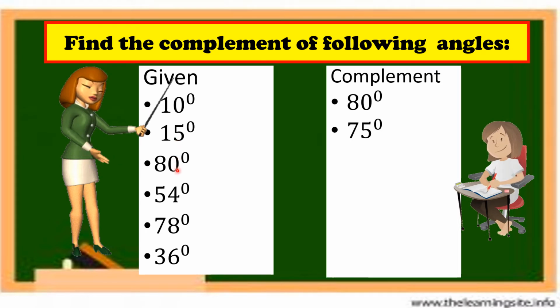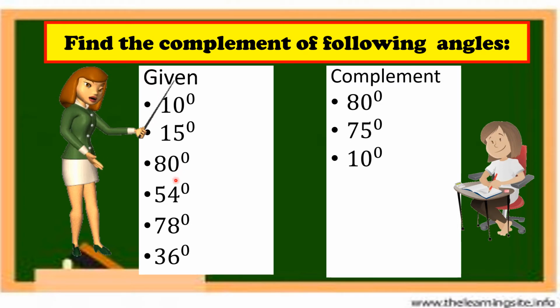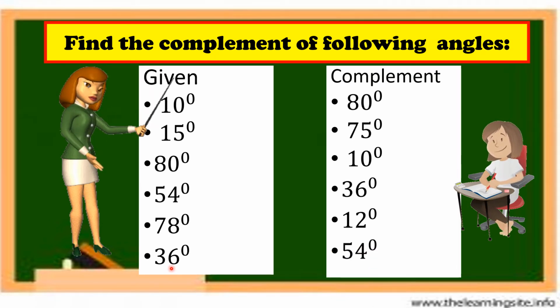For 80 degrees, what is the answer? The answer is 10 degrees. For 54 degrees, what is the result? The result is 36 degrees. For 78 degrees, what is the result? The result is 12 degrees. And for 36 degrees, what is the result? The result is 54 degrees.